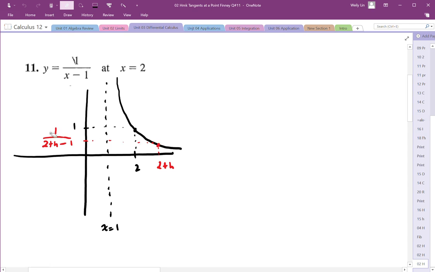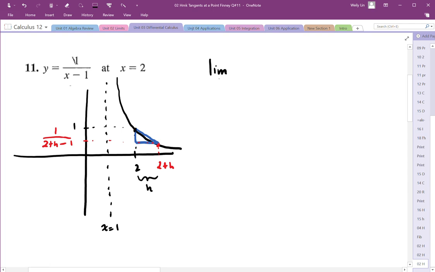And the y coordinate would then be, I plug in the 2 plus h for x, and I end up with 1 over 2 plus h minus 1, which we could simplify to 1 over 1 plus h. Okay, and so we now have 2 points which we can make our slope. So I'm just going to make my slope triangle here, and I'm going to apply a limit because I want to let the run go to 0. So this value here between 2 and 2 plus h is going to be h.